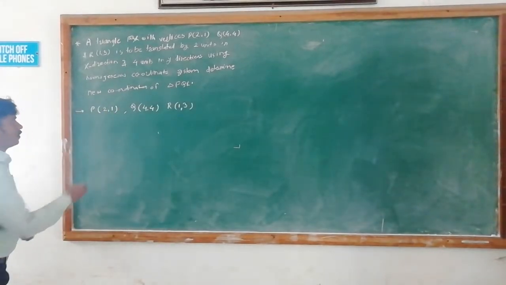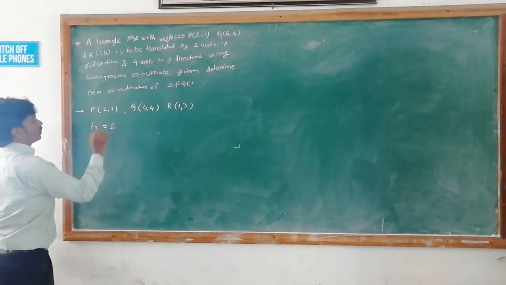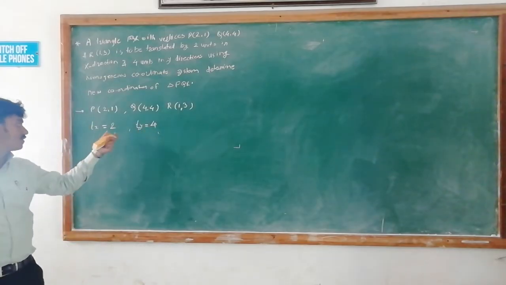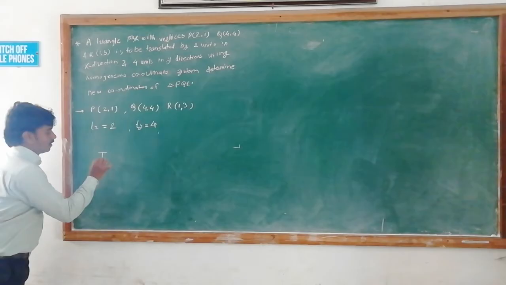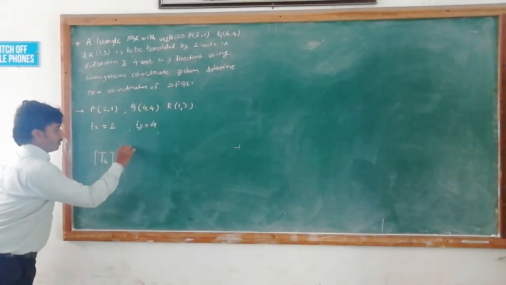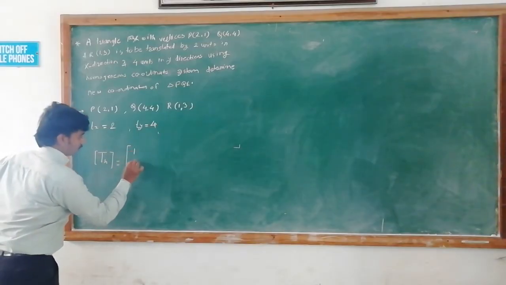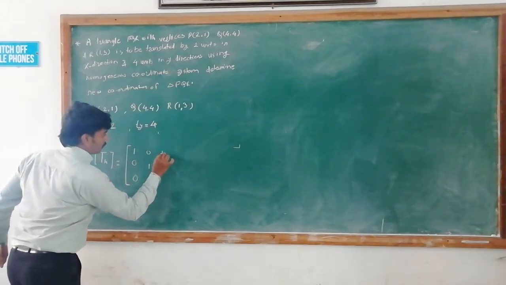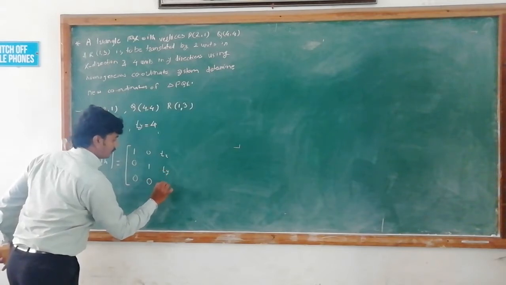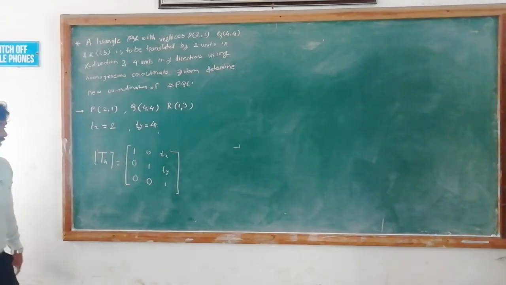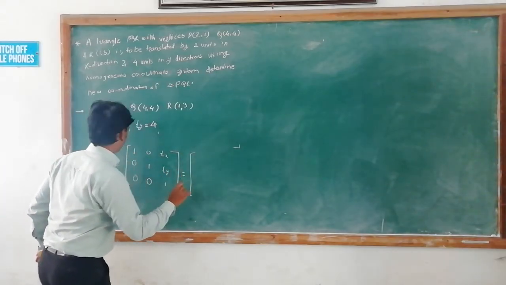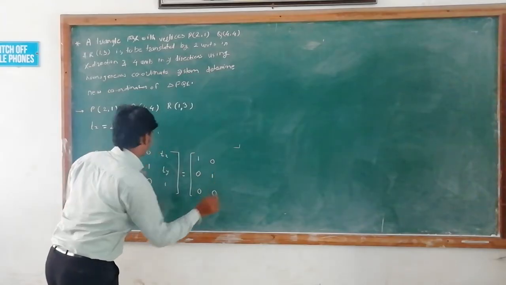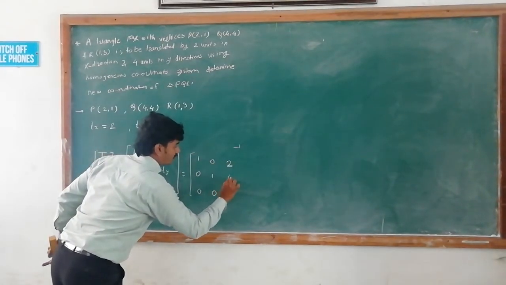So we have to translate the points in x direction by 2 units, therefore Px is equal to 2 and Py is equal to 4. Now we have to find the translation matrix. The translation matrix is 1, 0, 0, 0, 1, 0, Px, Py, 1. So this is our translation matrix. When we put in the values, we get 1, 0, 0, 0, 1, 0, Px, where the value of Px is 2 and the value of Py is 4.